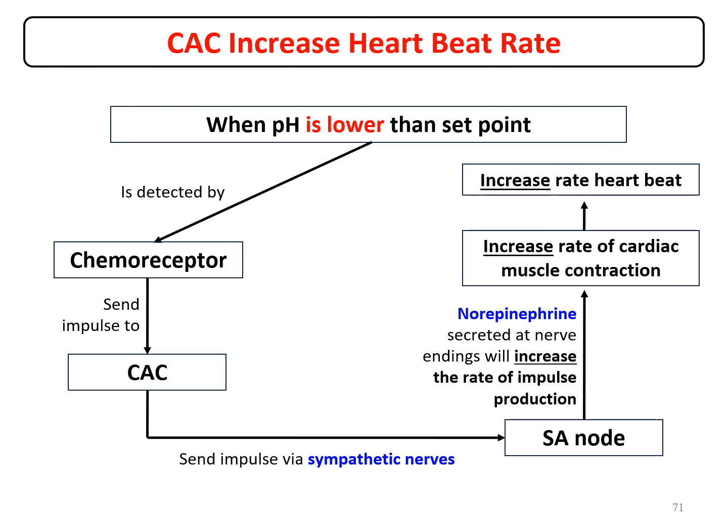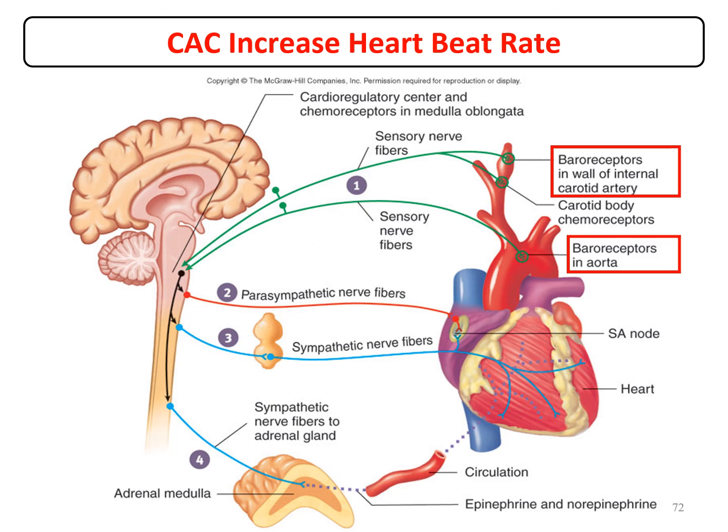When pH is lower than the set point, meaning we have so much carbon dioxide in our blood system, hydrogen ions increase and pH decreases. So the chemoreceptor will detect the decrease in pH. It will send an impulse to the CAC, then the CAC will send an impulse via the sympathetic nerve to the SA node. Due to the presence of norepinephrine, the SA node will increase the rate of cardiac muscle contraction, thus the rate of heartbeat will increase.